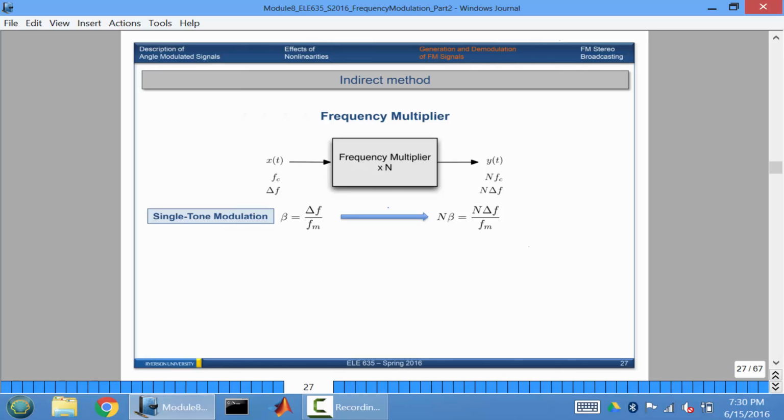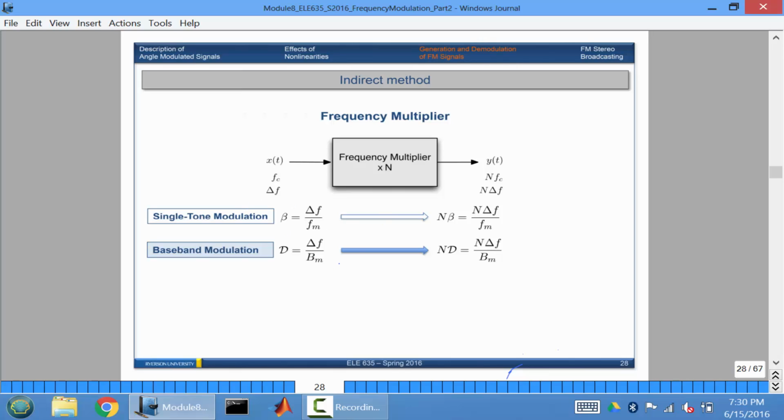So for single tone modulation, let's say our message signal was just a single tone, and then you put it through a frequency multiplier of some multiple n, and then you apply the right bandpass filter to the right location. Then the modulation index will also multiply by n, which is nice. Similarly, the carrier frequency will also multiply by n, but we'll talk about that later. So this is for single tone modulation.